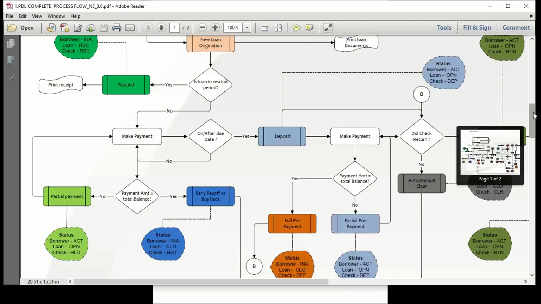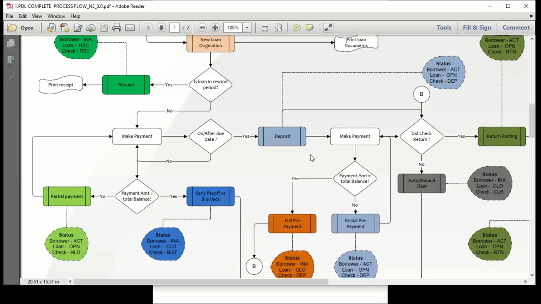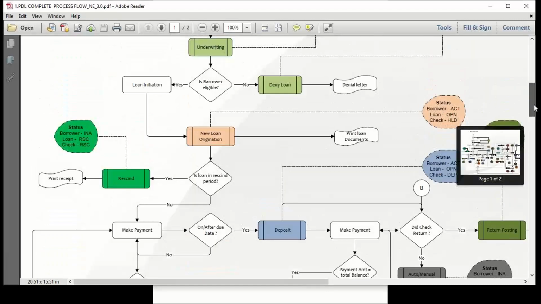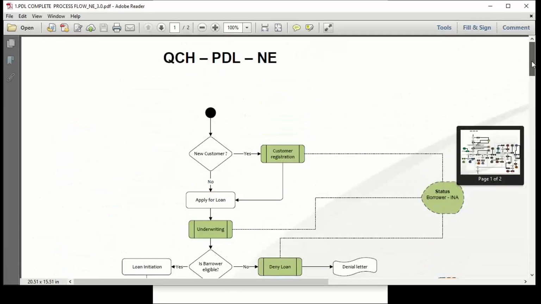Suppose the client says, okay, I'm facing some problem in depositing the check. So what the developers will do is they are going to see this process flow diagram, and here they are going to take a decision. Okay, they are not going to disturb the entire thing. So deposit is coming here. So from here they are going to open the code and they will see what the problem is. So that is the benefit of doing these process flow diagrams and knowing the complete process.